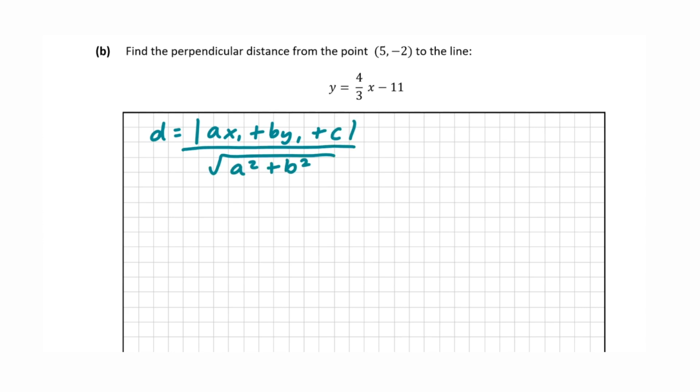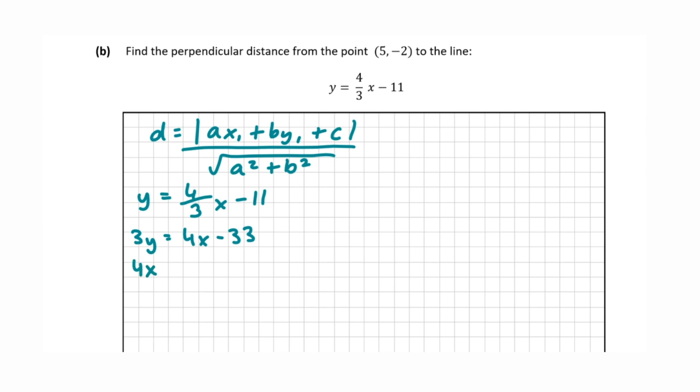Now that we have our formula, our next thing to do is to find out what each of our values are. The first thing I'm going to do is focus on our line. This is our equation of the line here, and I don't want it in fraction form because that just makes it quite hard for us to solve. To get rid of the fraction, I'm going to multiply across by 3. That leaves us with 3y is equal to 4x minus 33. Now I'm going to get everything over to the one side.